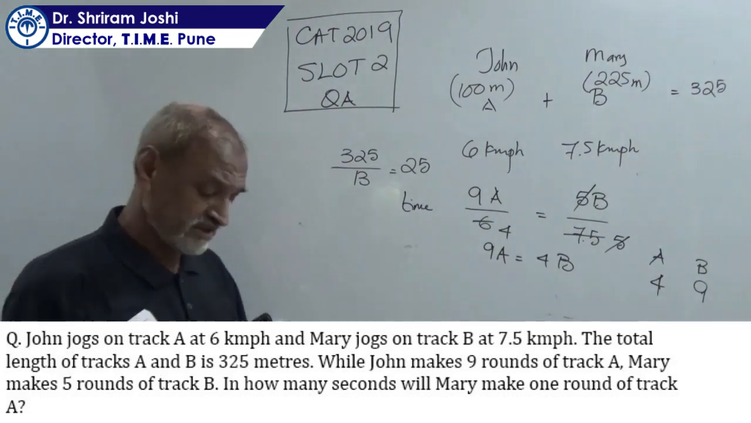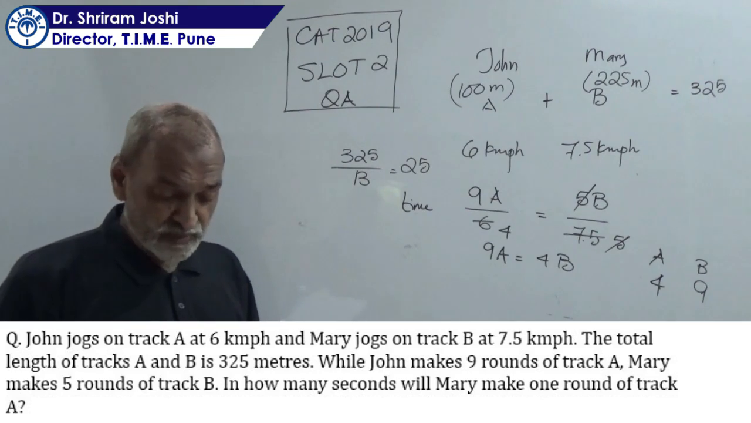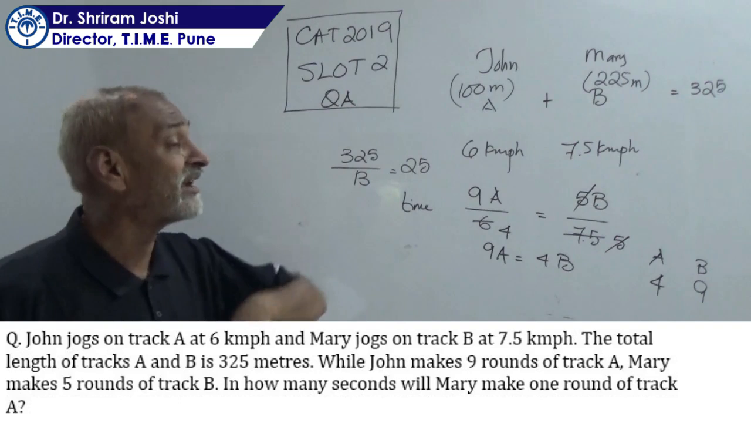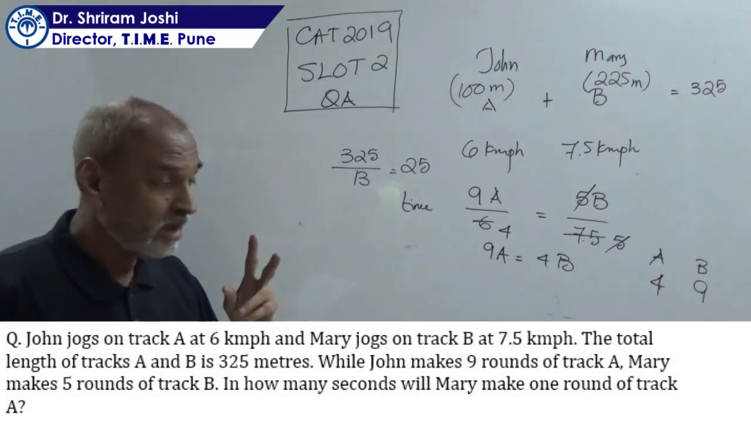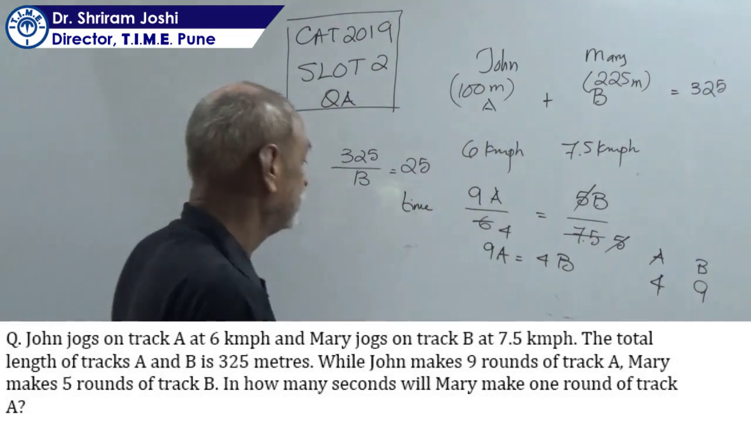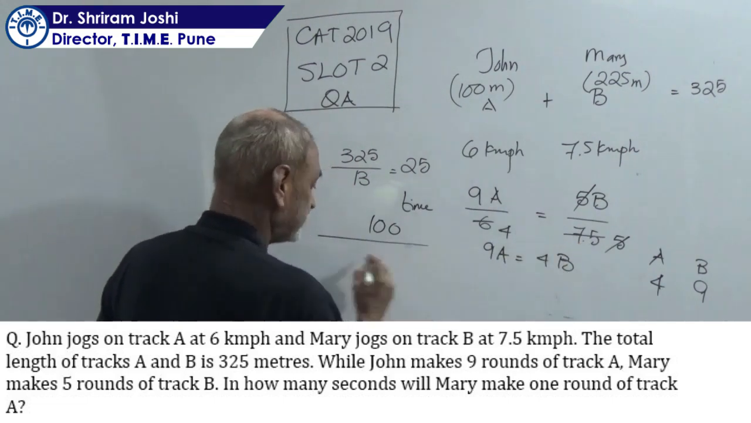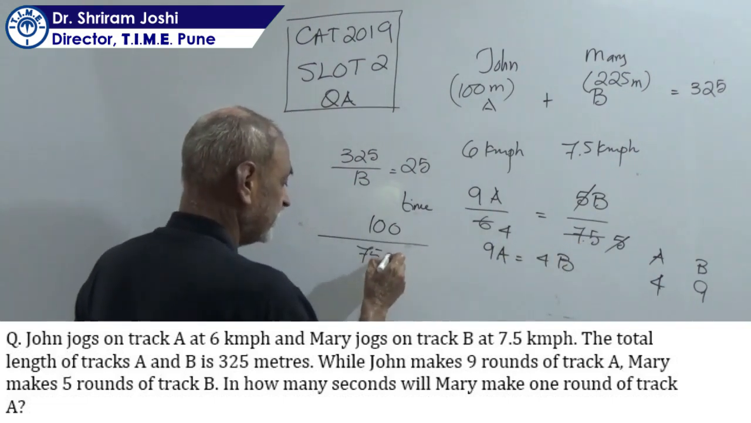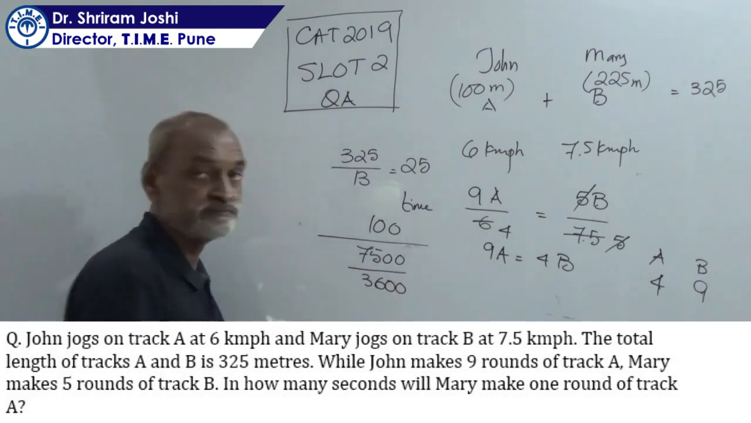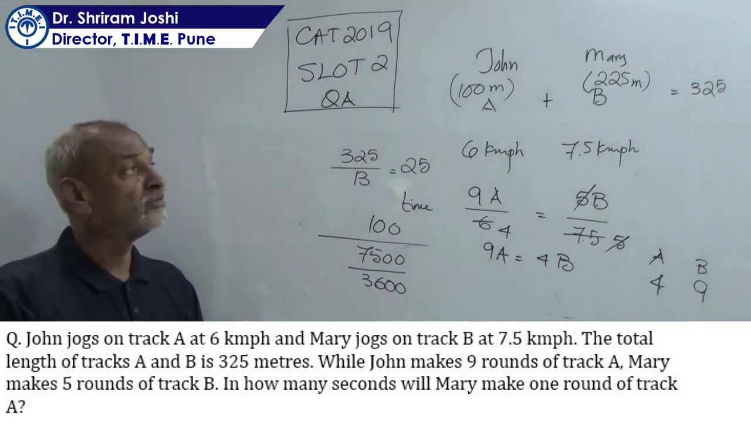Now what is the question? We haven't even read the question yet. The question is, in how many seconds will Mary make one round of track A? Mary's speed, I know. I know the length of track A. So 100 meters divided by the speed, 7500 meters divided by 3600. She would take these many seconds to make a round of track A.